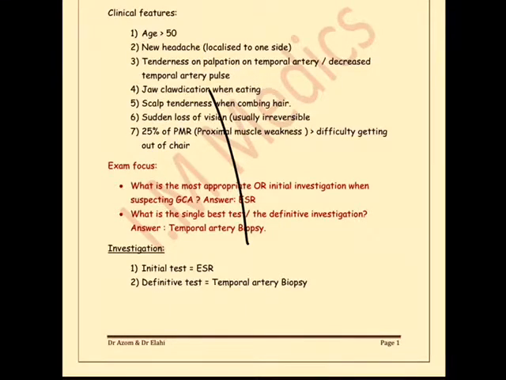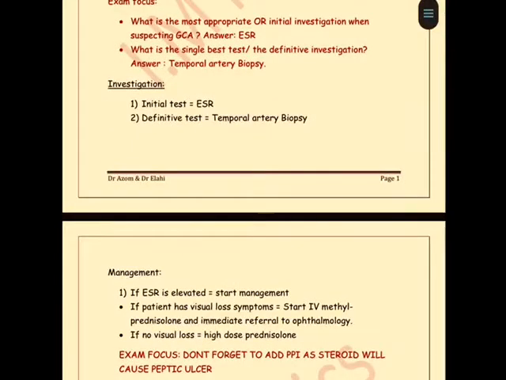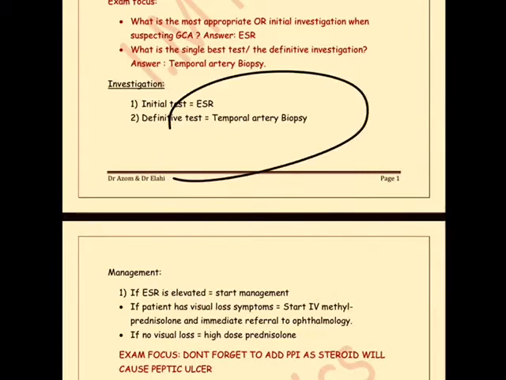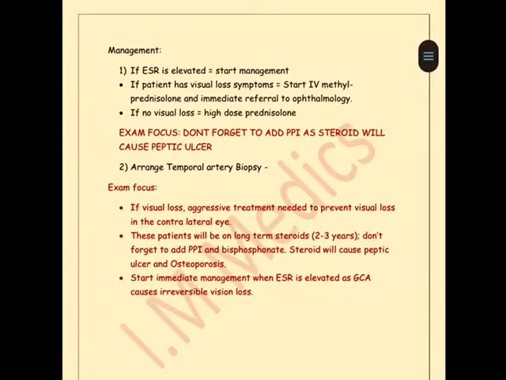The most initial investigation is going to be ESR, and the definitive test, the best test, is temporal artery biopsy. Memorize this for the exam. Management. Whenever you suspect GCA, first thing, ESR. If ESR is high, you start the management. Management depends on two things. Does the patient have visual symptoms, or does the patient have no visual loss?